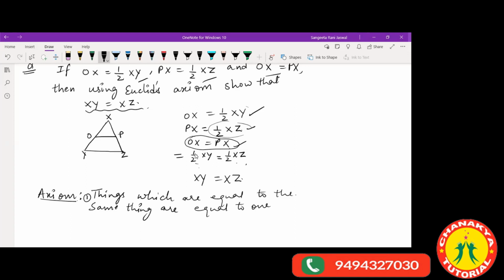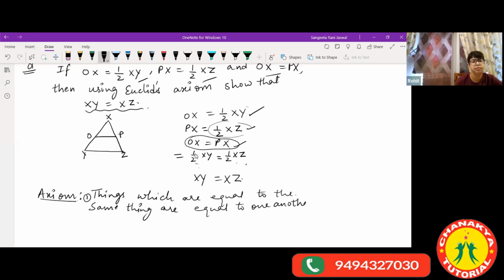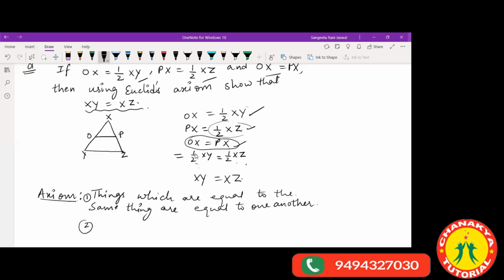Things which are equal to the same thing are equal to one another. We can see this. This is one way of saying the thing. Another way of saying it is that things which are double of the same things are equal to one another. So we could say that OX and PX were the double of the same things.